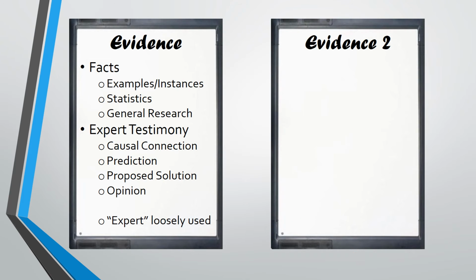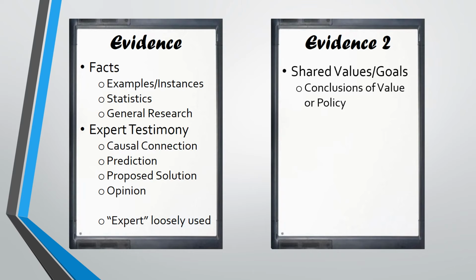Now, an important but not always obvious type of evidence is the shared values and goals of a given community. Which community is relevant depends, of course, on the topic being discussed. You'll recall from last week's lessons that there are three different kinds of conclusions an argument can make: conclusions of fact, conclusions of value, and conclusions of policy. Fact and expert testimony will be relevant forms of evidence no matter what kind of conclusion the argument makes. However, in the conclusions of value and policy, it becomes particularly important what kinds of values you share with your audience.